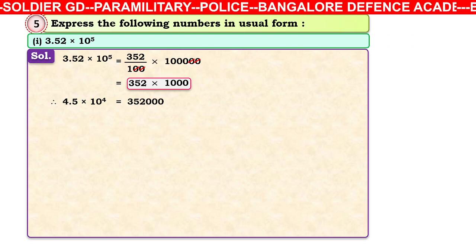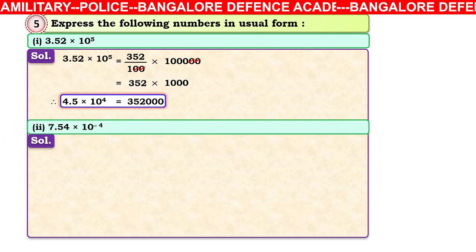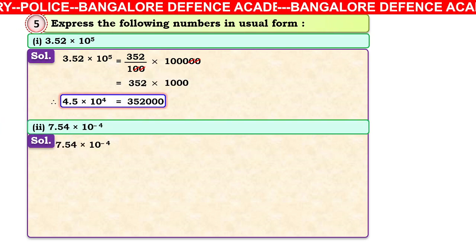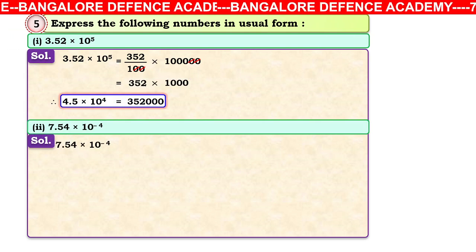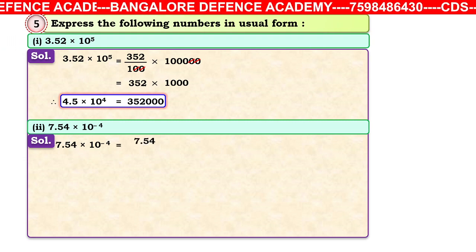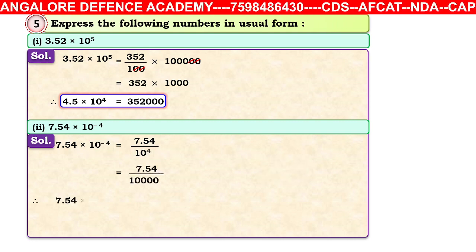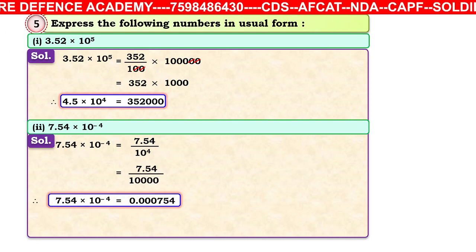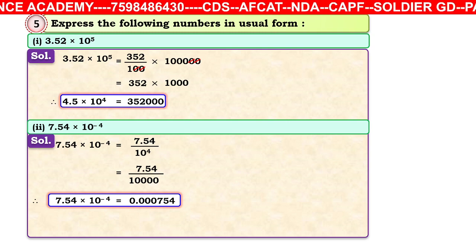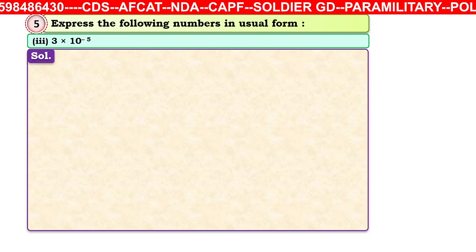Next, 4.5 into 10 to the power of 4. Now you have to subtract 1 zero. Next question is 7.504 into 10 to the power of minus 4. Now you have to take 7504 divided by 1000 into 10 to the power of minus 4. So the final answer is 0.0007504. Next, 3 into 10 to the power of minus 5.